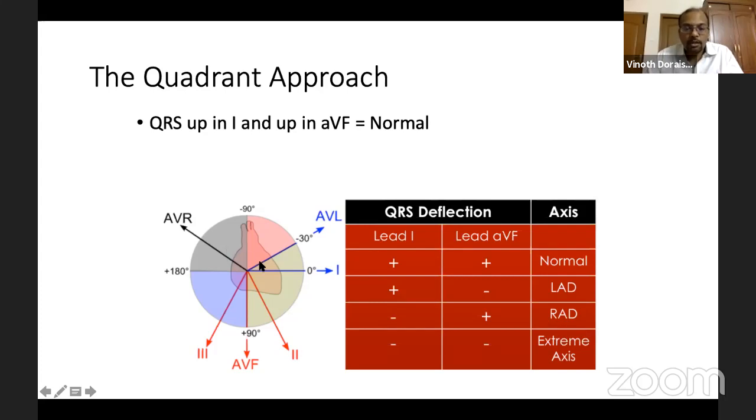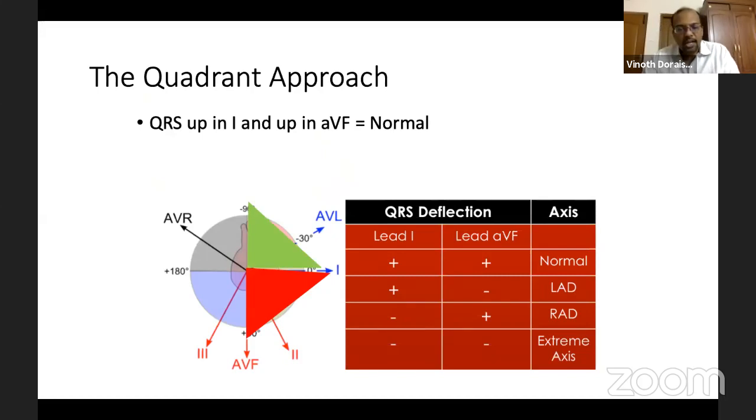So now we just have to take 2 leads. Take lead 1 and lead AVF. If both lead 1 and lead AVF are positive, it will be in the left lower quadrant, and that is the normal axis. Now, if lead 1 is positive and lead AVF is negative, it will be in the left upper quadrant, and that is the left axis deviation.